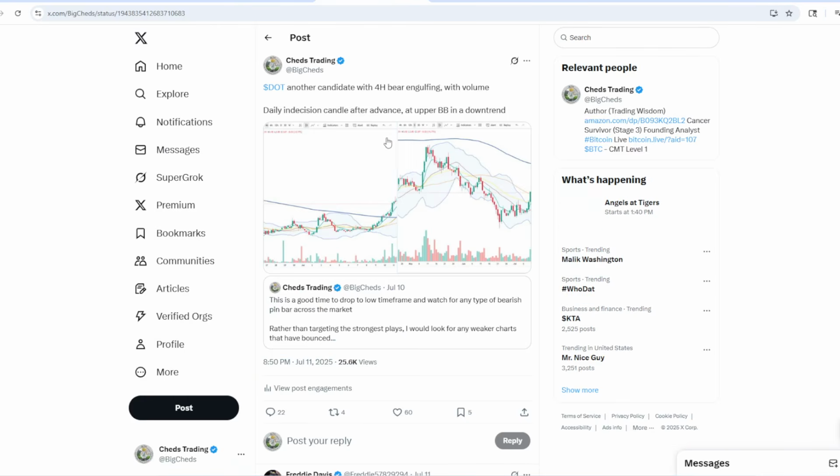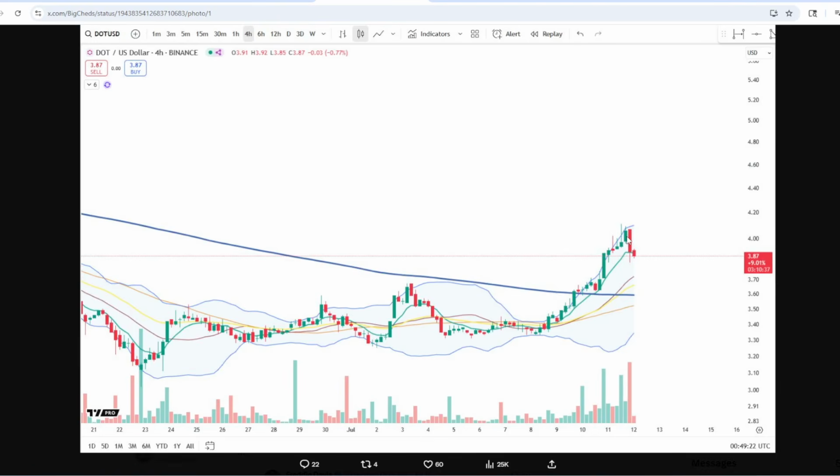Now, here's an example. It also helps you to have confluence. For example, using it at the upper Bollinger Band. Here's an example from DOT and the 4-hour. We have the engulfing pattern, much bigger candle body size, much more volume, and it comes after an advance, and it's at the upper Bollinger Band, which is a good place for a bearish reversal candlestick. As we know from prior videos, you can use candlesticks quite well with the Bollinger Bands.